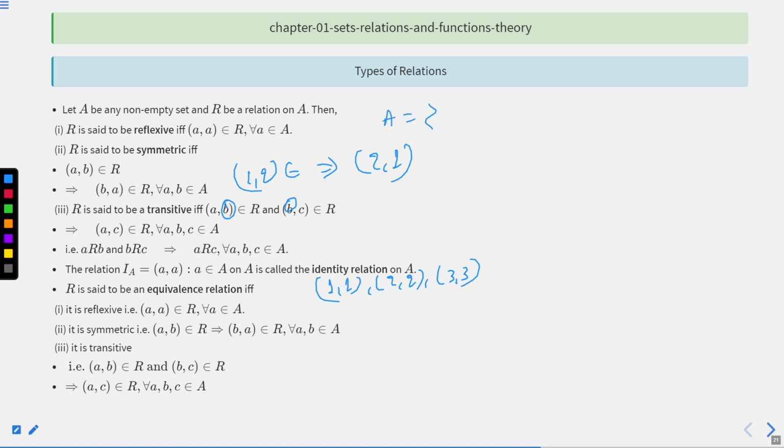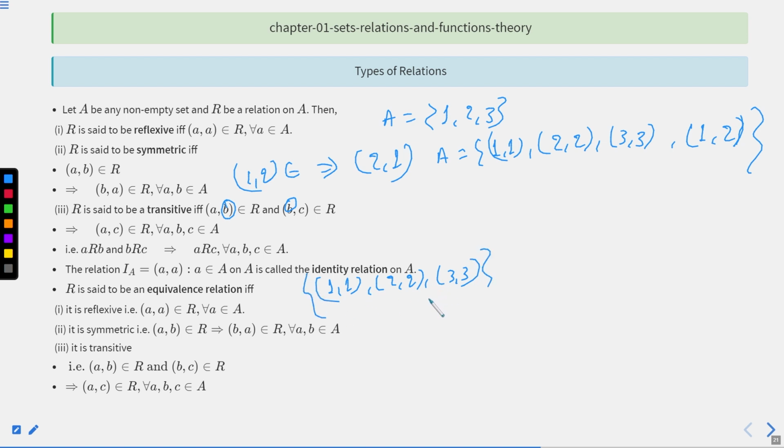Suppose we have set A equal to {1, 2, 3}, right? So in a symmetric relation, each element can be related to itself and there can be other relations also, right? (3, 3) will happen, and also we can have another relation, right? So this is a symmetric relation. But in identity relation, only (1, 1), (2, 2), and (3, 3) exist, right? If some different element, suppose (2, 3), comes in this set, then it will not become an identity relation, right? So for identity relation, only (1, 1), (2, 2), and (3, 3) should exist, right?